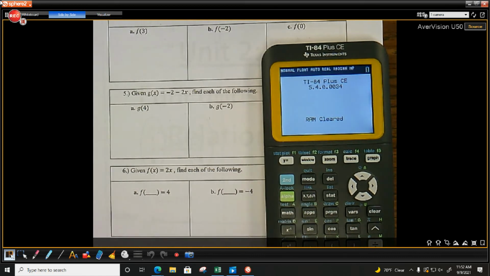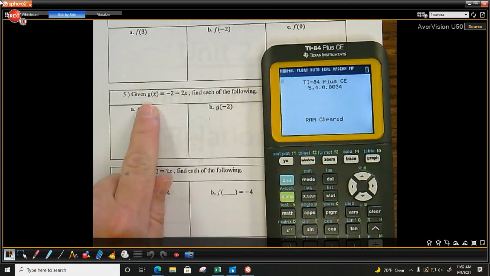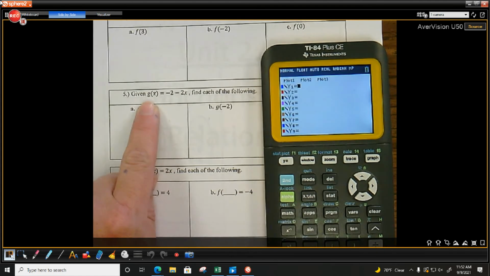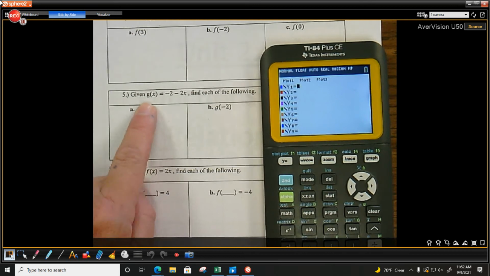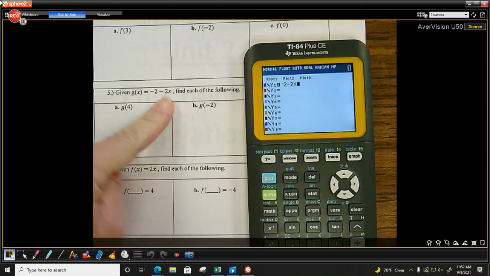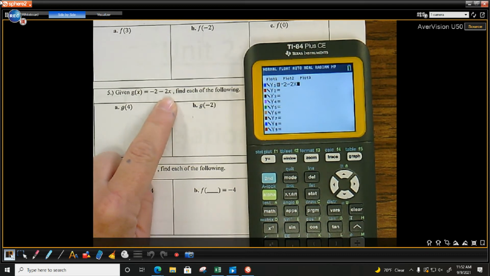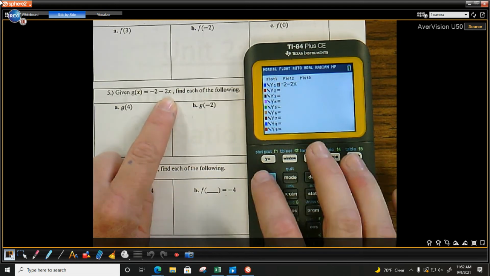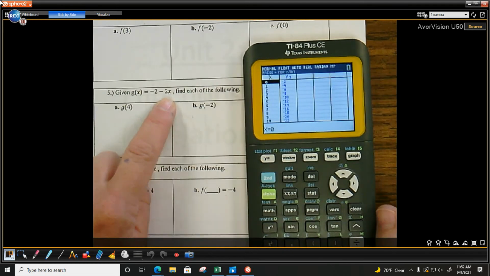Go to y equals again. Y equals is your top left button. And I'm going to do negative 2 minus 2x. Negative 2 minus 2x. How do I go to the table? Second table or second graph. I want to see when x is 4. What's y?